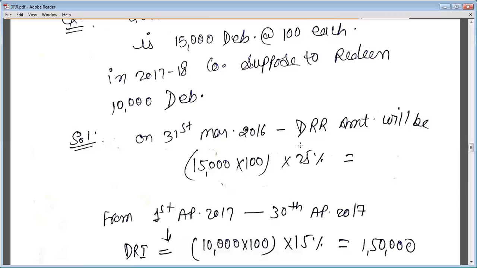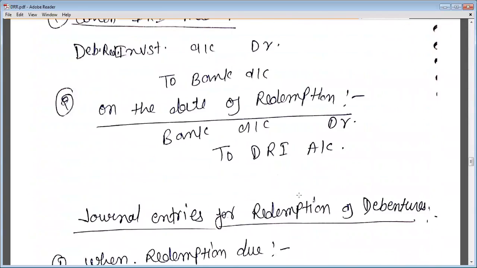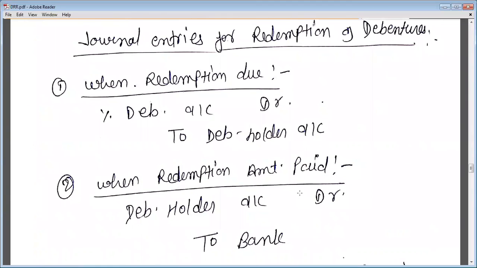Okay. So the major difference between DRR and DRI is that DRR is always maintained on the nominal value of outstanding debenture, whereas DRI is maintained always on the nominal value of debenture which you are going to redeem. Okay, so this is the basic difference. And DRR percentage is at least 25%, and DRI rate is 15%. Okay. Now let's move on.